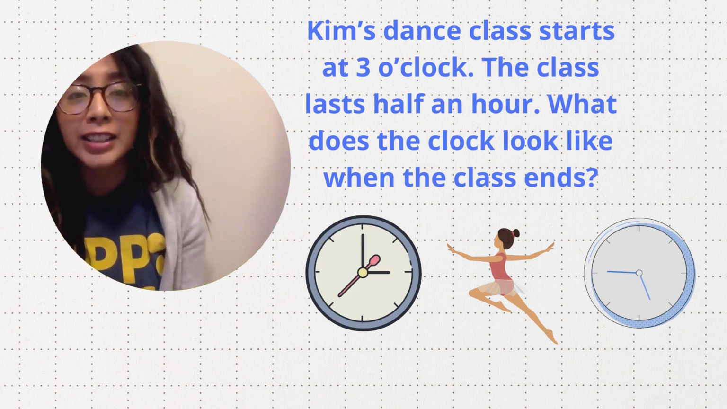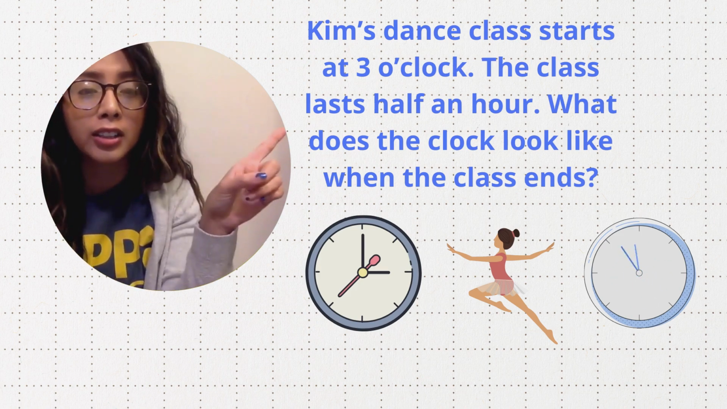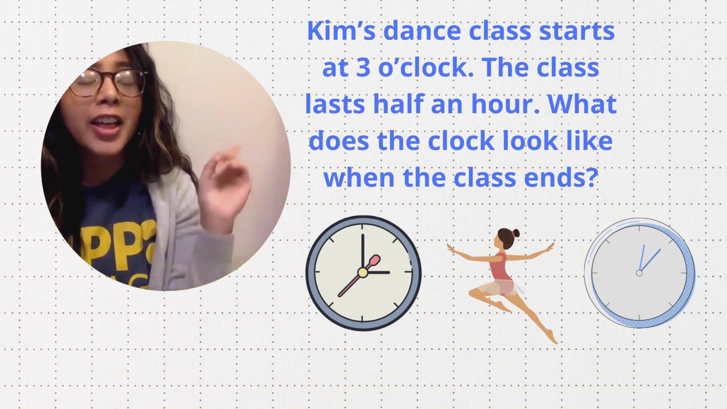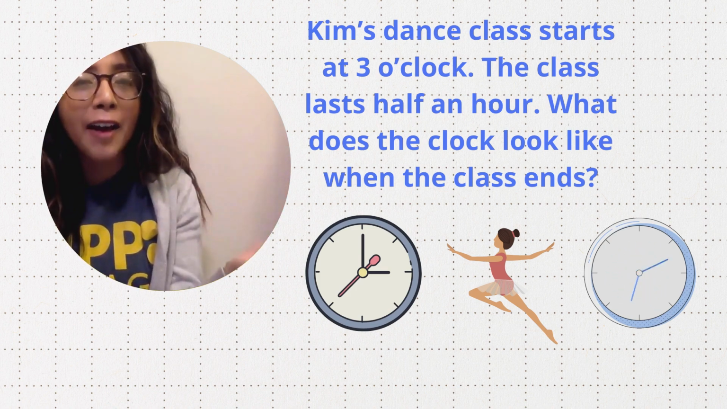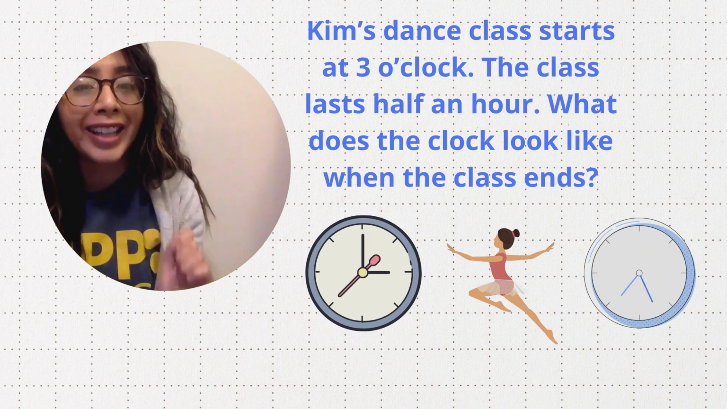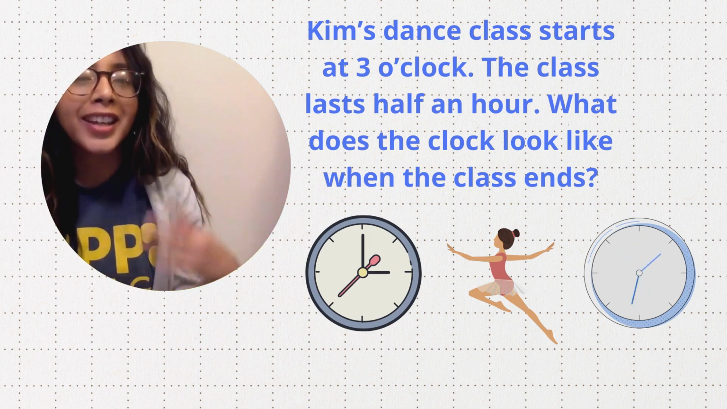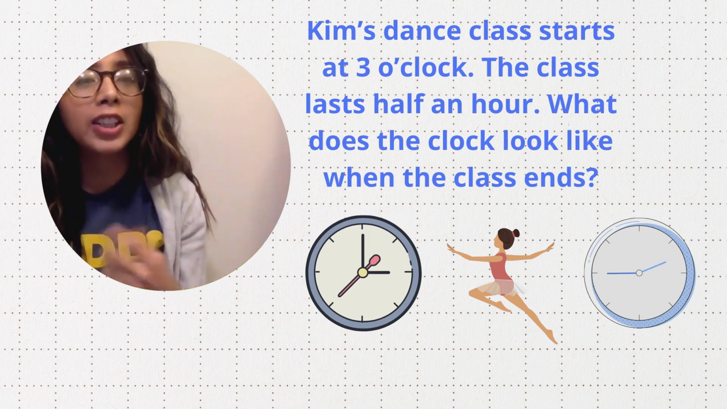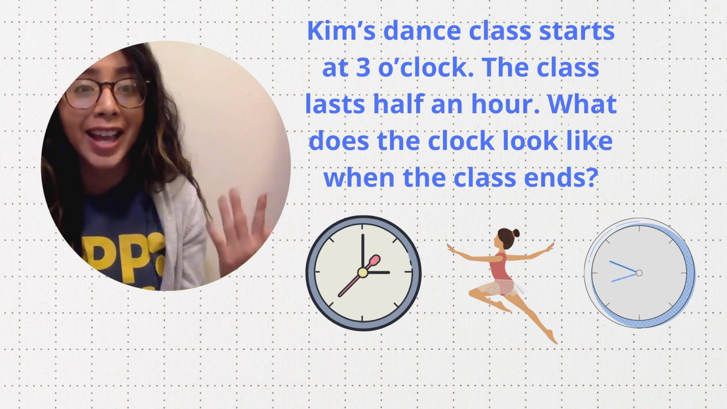Kim's dance class starts at 3 o'clock. So again, Kim's dance class starts at 3 o'clock. The class lasts half an hour. What does the clock look like when the class ends? So again, the class lasts half an hour. What does the clock look like when the class ends?